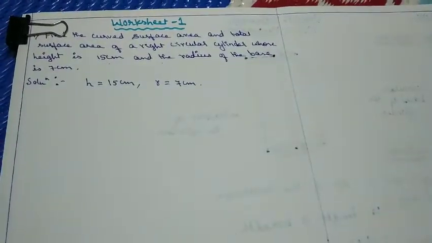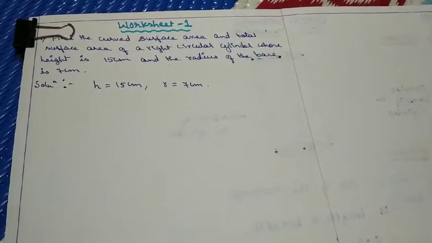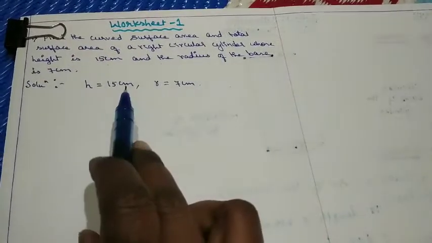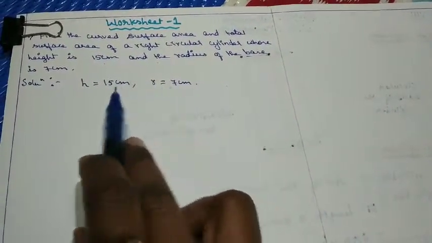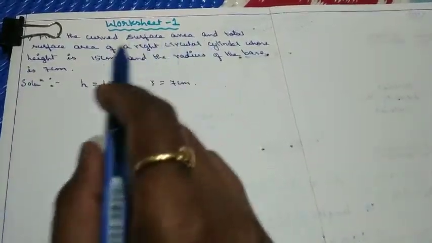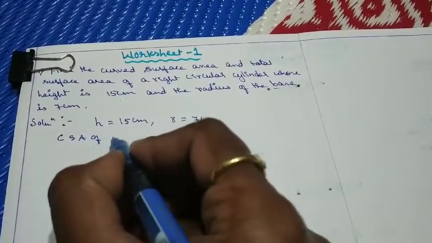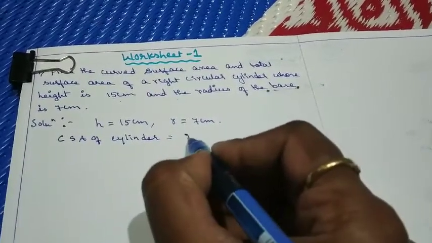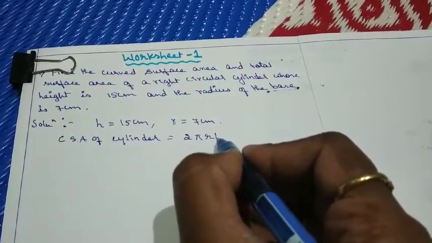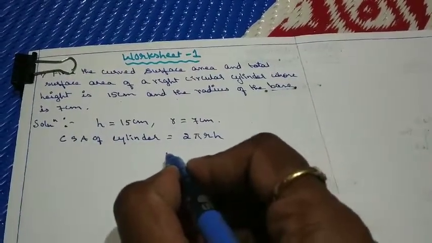Before finding the CSA and TSA of the cylinder, first you check whether the units are the same. Yes, height is in centimeter and also radius is in centimeter. They are in the same units. First let us find CSA of the cylinder. So CSA of cylinder equal to 2 pi r h. Now substitute the value of pi, r and h.